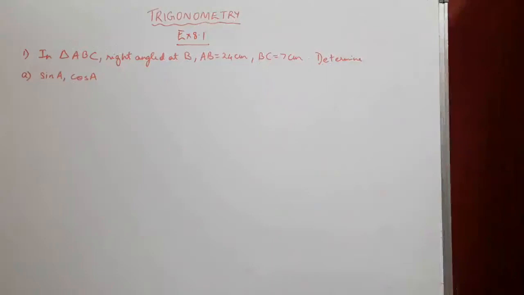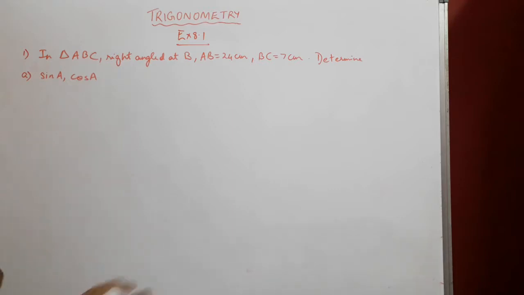Hello students, in this video we will be solving problems from exercise 8.1. Our first problem is: in triangle ABC, right angled at B, AB is equal to 24 centimeters, BC equal to 7 centimeters. Determine sine A, cos A.